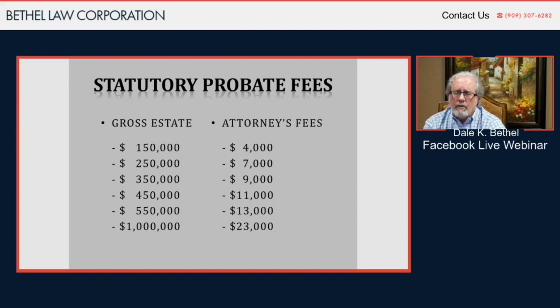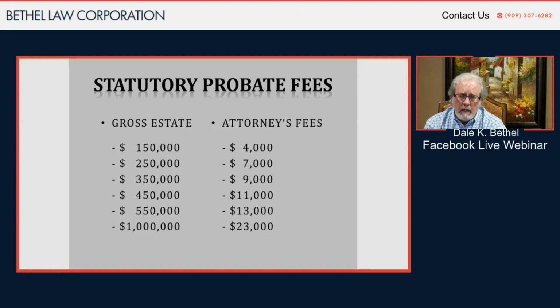And I always like to show this chart up here to give you a quick idea what those fees are. This chart is out of date a little bit in the sense that the $150,000 that kicks off the first attorney fee level is now up to $166,250. So the first $166,250 of any gross estate going through the probate process equates to a $4,000 attorney fee. Then at $266,250, you're going to have a $7,000 fee, and then my fee continues to climb $2,000 for every additional $100,000 of gross estate that you have going through the probate process.